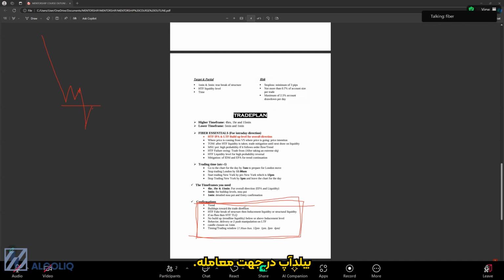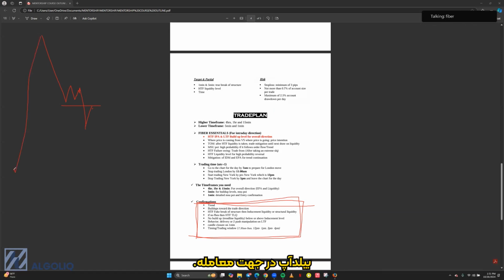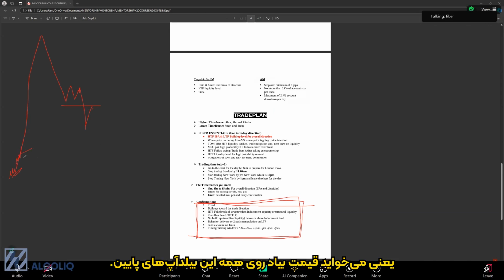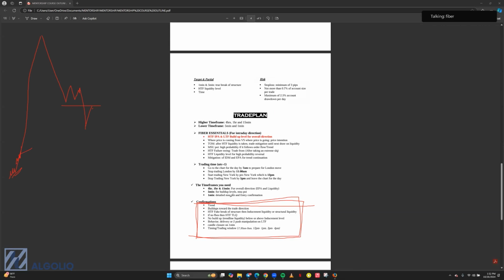Build up towards the trade direction. If you are selling, you need what? A build up towards the trade direction. Okay, build up towards what? The trade direction. That means you want price to come for all this build up below. Either a build up or an IPA. I'm going to readjust this.